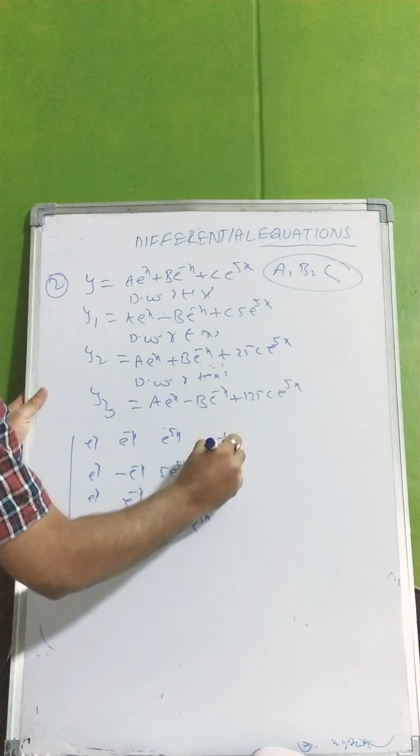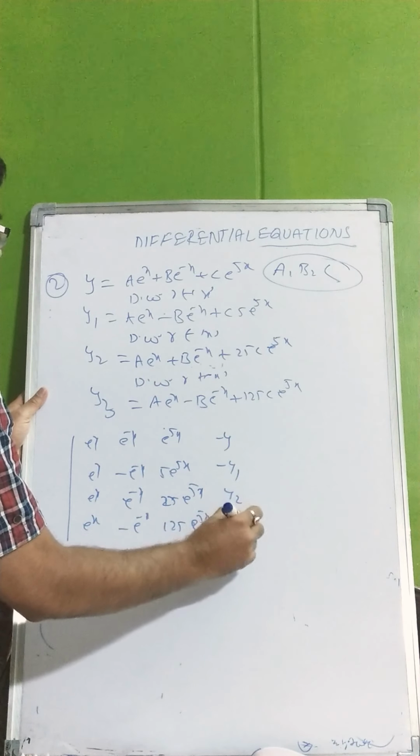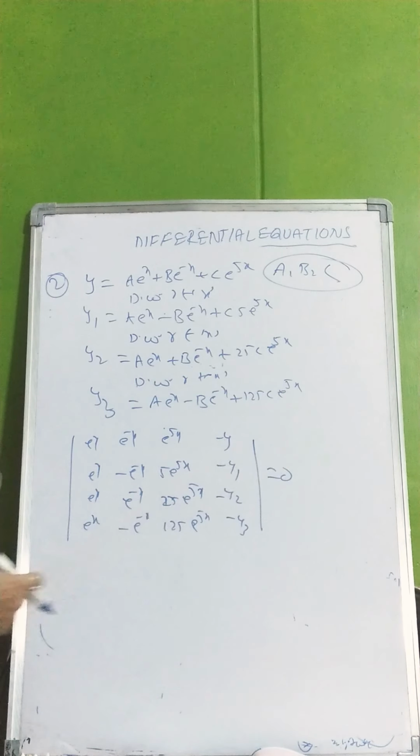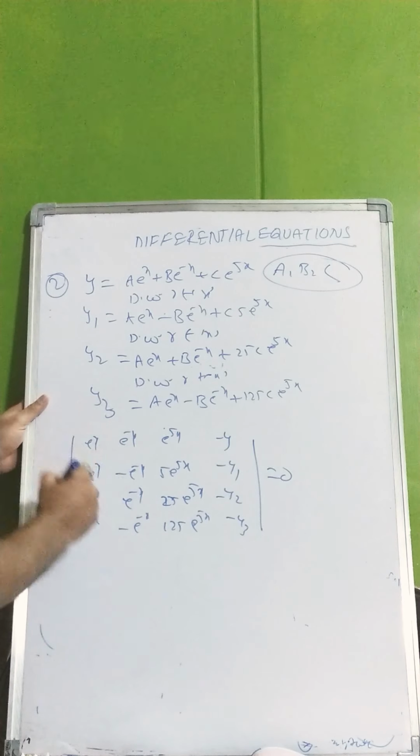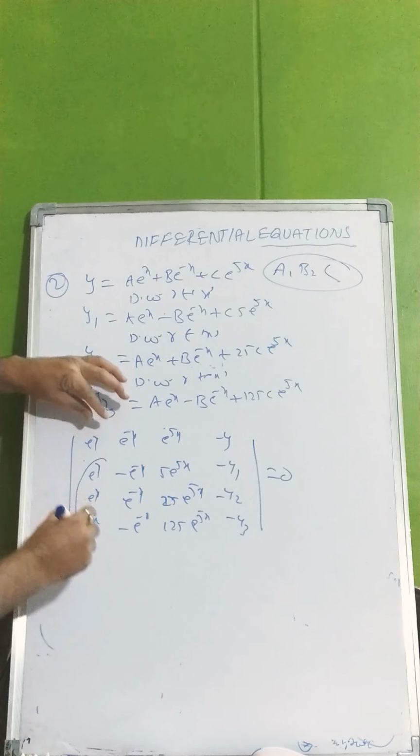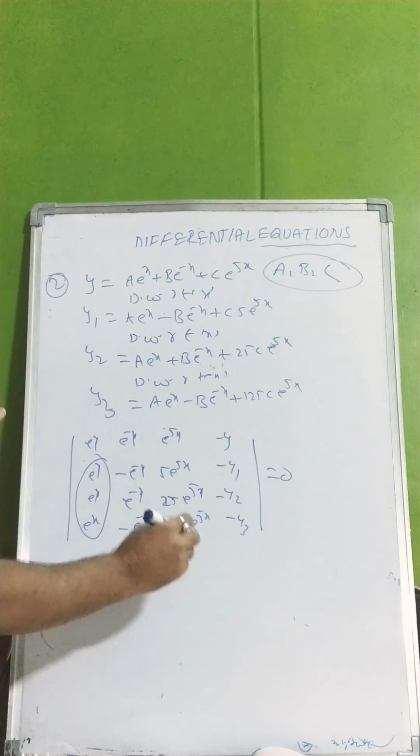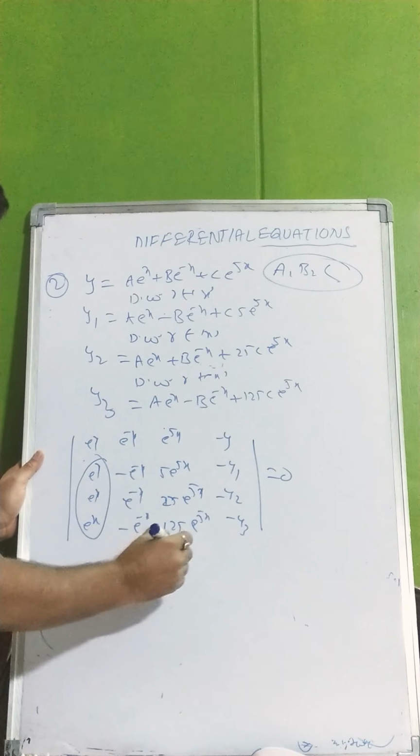Next one, minus y, minus y1, minus y2, minus y3. We have what like this. Yeah, what to do here? After taking common, take this one and make these 3 zeros and expand. You will get the answer. While expanding, you will get the answer. But one more method is there.